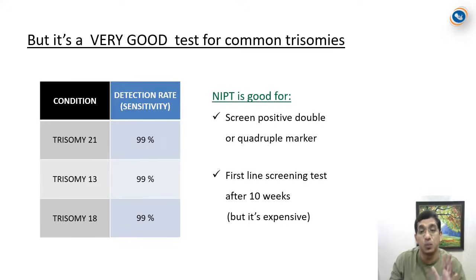So NIPT is very good when you have a screen positive double or quadruple marker, because it helps to avoid amniocentesis in this patient. Also, it can be used as a first line screening test instead of the double marker test or the quadruple marker test, but at present it is relatively expensive, and I think maybe over the next 10 years NIPT is going to be the first line screening test for common trisomies.